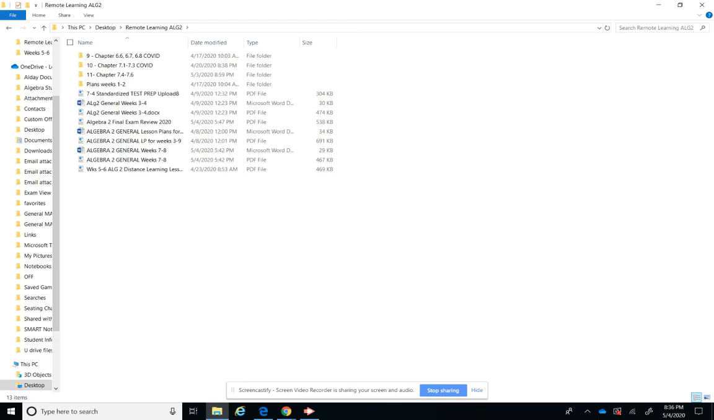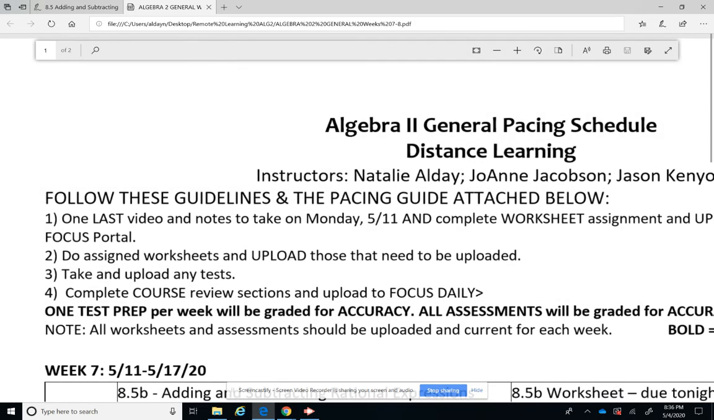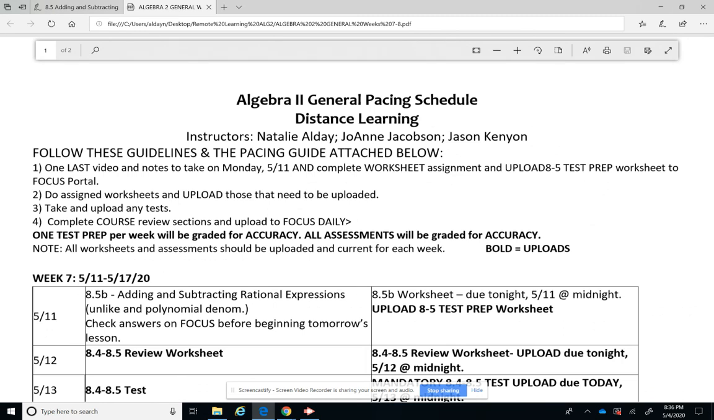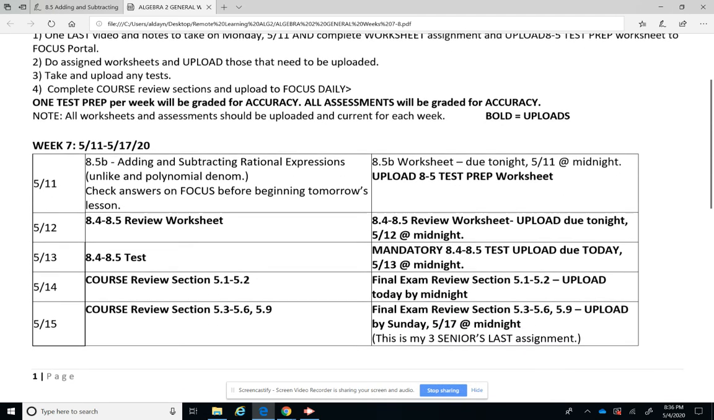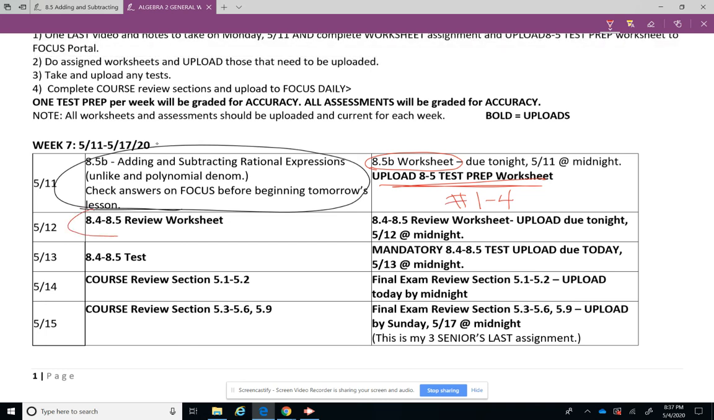So what I want to do now is I want to pull up your pacing guide for week 7 and 8. All right, so this is your pacing guide. This is what we just got finished doing, was this lesson. Do a different color, where you do the 8.5 worksheet, but you do the upload for the test prep, questions numbers 1 through 4. You're going to do your review sheet tomorrow. Okay, then you're going to upload it into Focus.